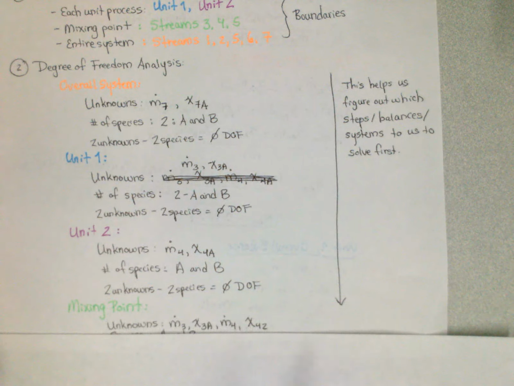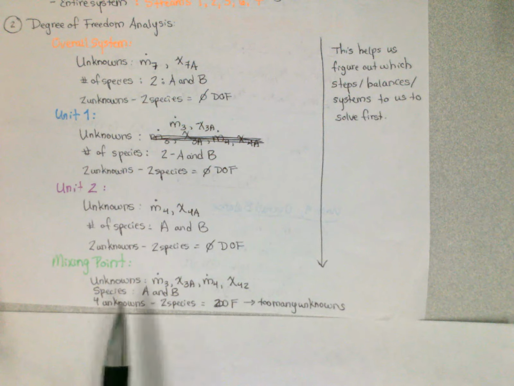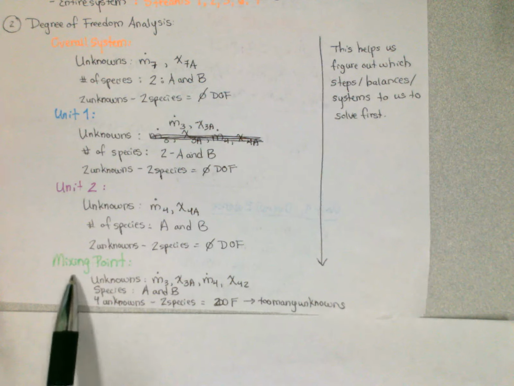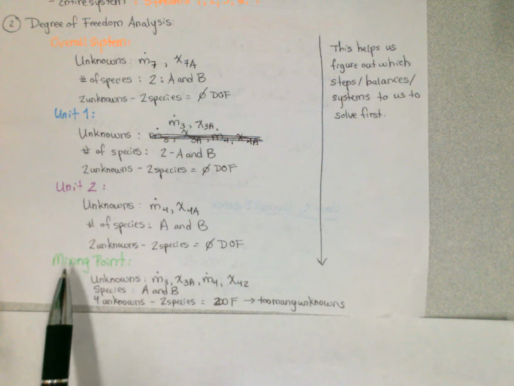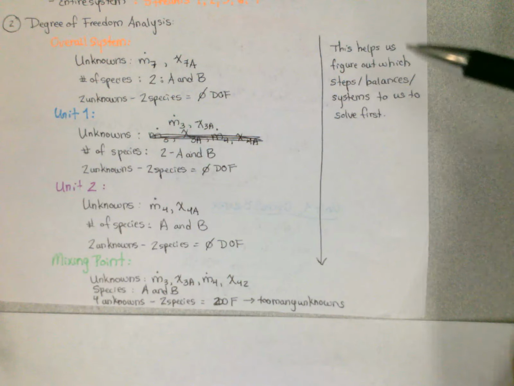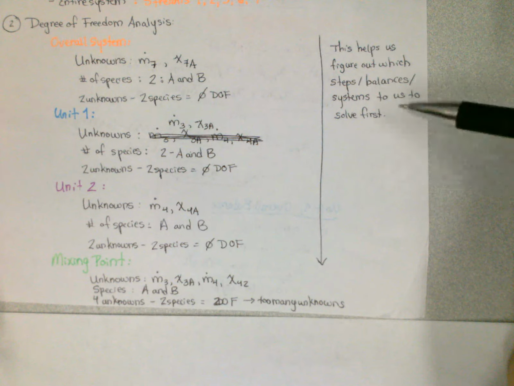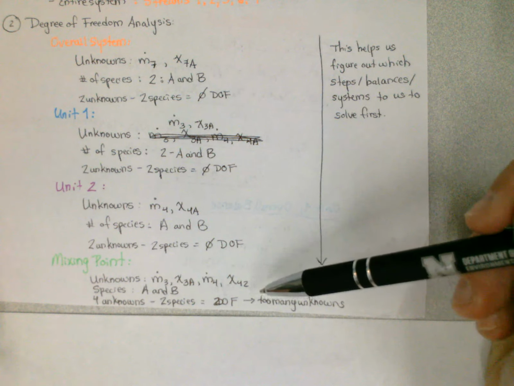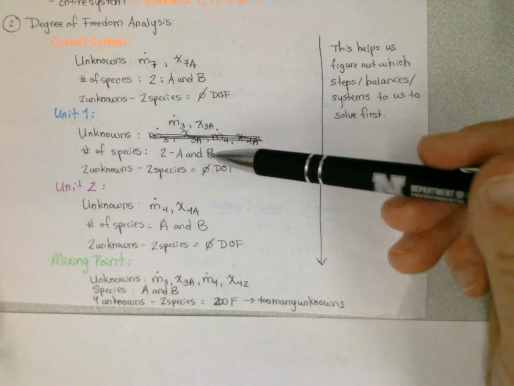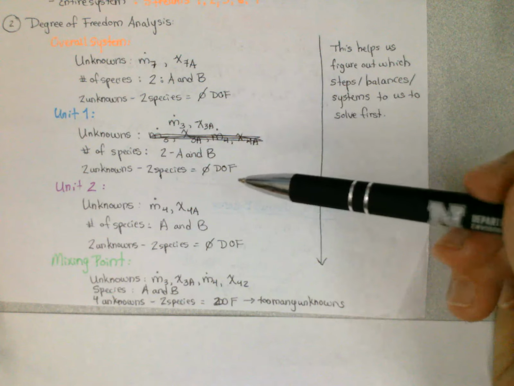So let's come down here. We actually have 4 unknowns here, and we have 2 species, which means that 4 unknowns minus 2 independent balances is 2 degrees of freedom, we have too many unknowns here. So the mixing point is not an ideal boundary to choose because it's too underspecified for us to be able to solve right now. So what this analysis is going to do, you'll see this note over here. This is going to help us figure out which steps or balances to do first. We know we don't want to start with the mixing point. We know we need 7, 3, and 4. So we're going to have to use the overall system boundary, unit 1 boundary, and unit 2 boundary to solve this problem. So that's going to be key in terms of defining a strategy.